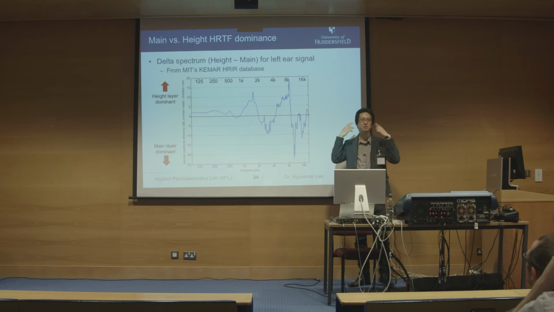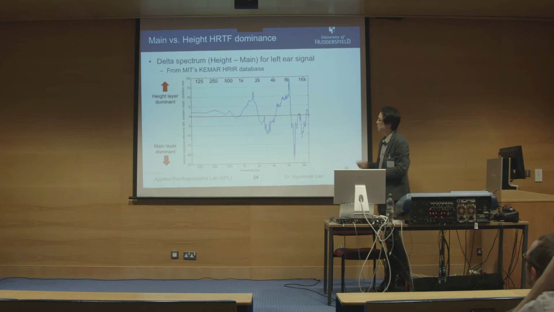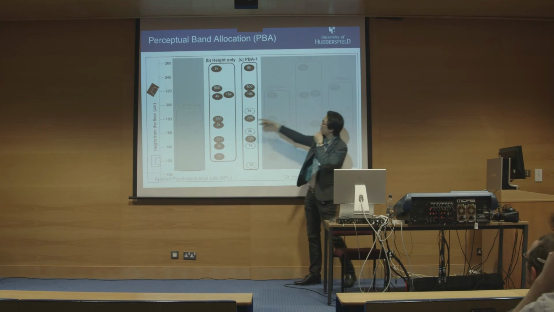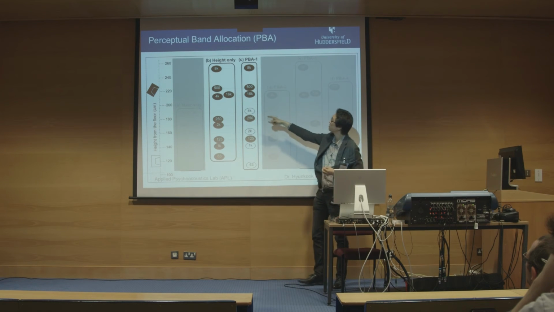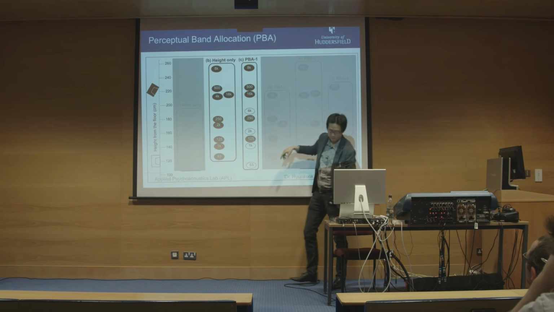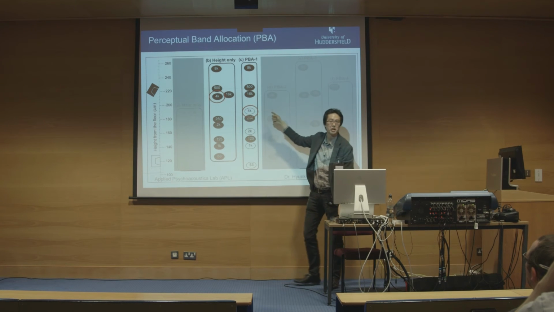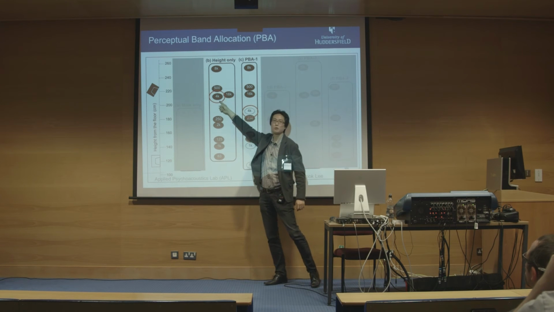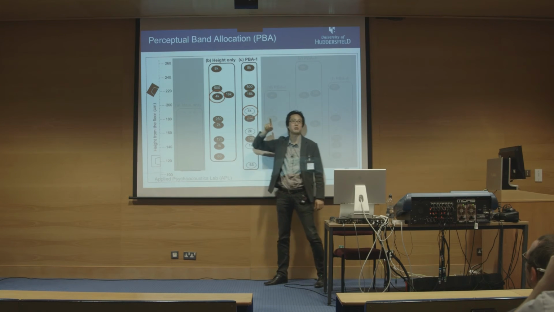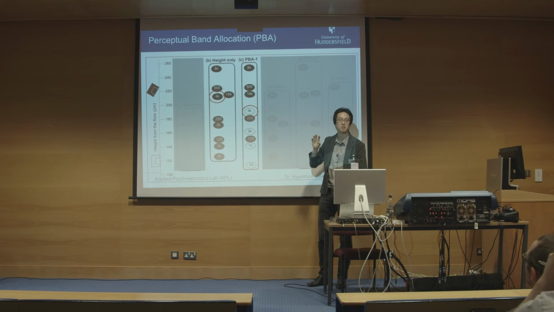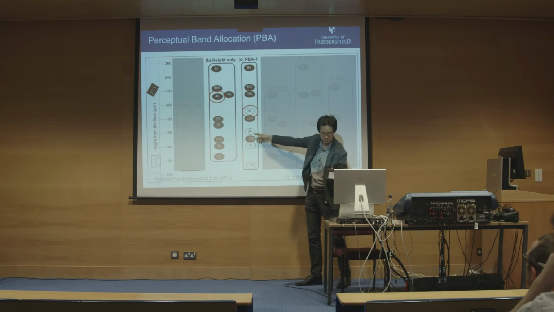So this is what happens at our ear position. Having this in mind, we can go back to the result, just comparing the height layer only condition and the PBA1 condition. The only obvious difference between these 2 conditions is the position of the 4K band. Height only has 4K produced from the height layer speaker, whereas PBA1 has 4K reproduced from the main layer speaker. And 2K as well.